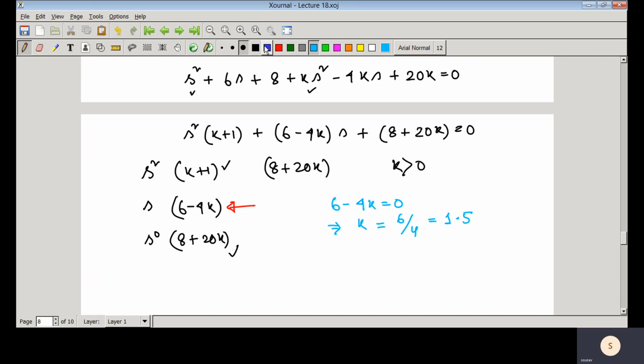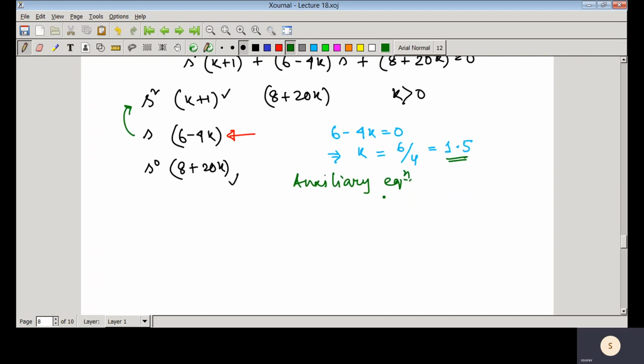So what is your auxiliary equation? For the auxiliary equation, you need to go one step above, and if we replace k equal to 1.5, we will get the auxiliary equation, that is 2.5 s square. So we have replaced the value of 1.5, and here if you replace k, you will have 38 equal to 0.